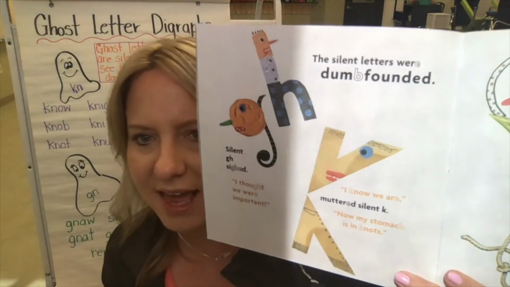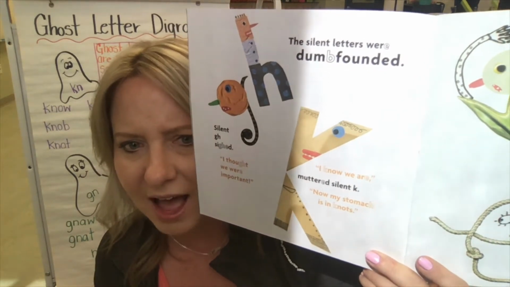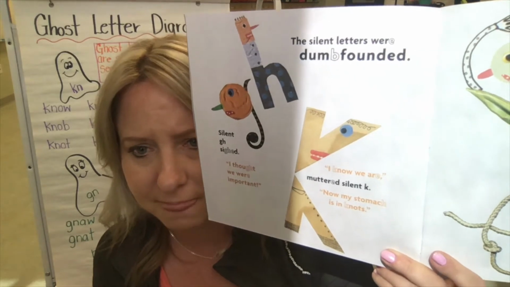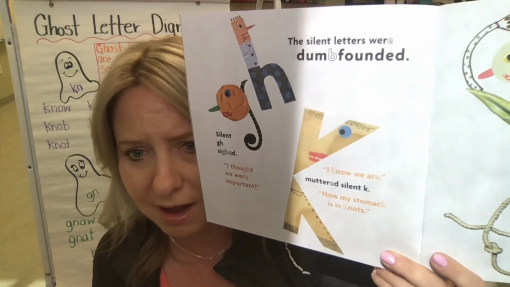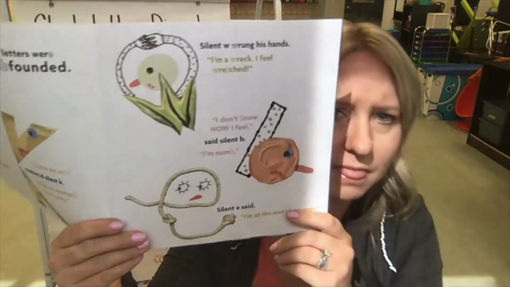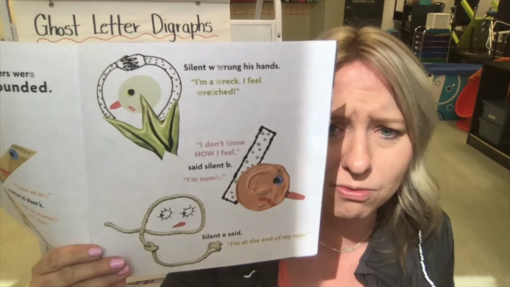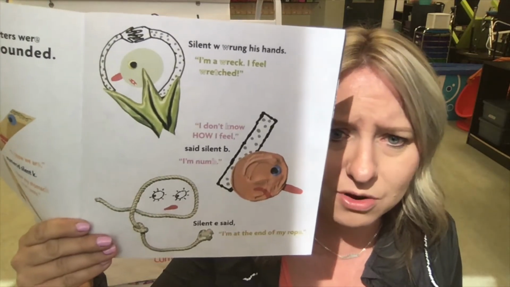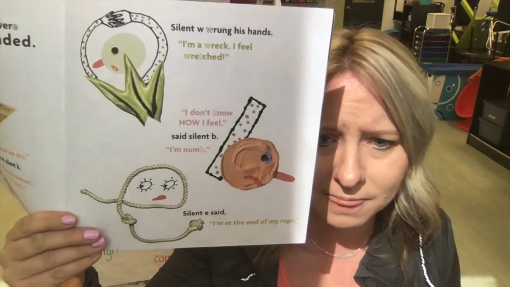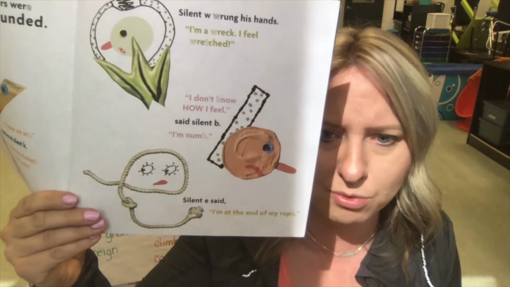The silent letters were dumbfounded. Silent GH sighed. I thought we were important. I know we are, muttered Silent K. Now my stomach is in knots. Silent W wrung his hands. I'm a wreck. I feel wrenched. I don't know how I feel, said Silent B. I'm numb. Silent E said, I'm at the end of my rope.